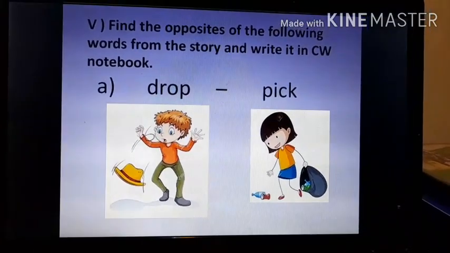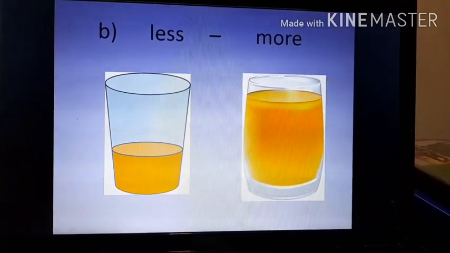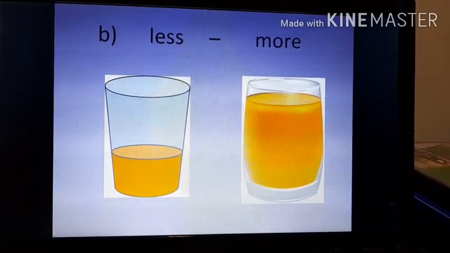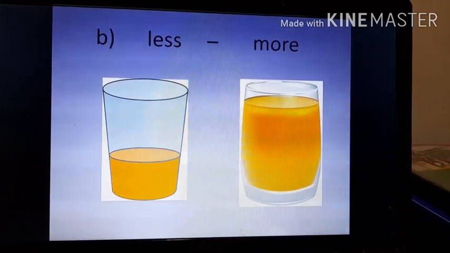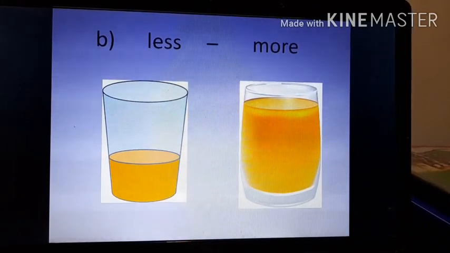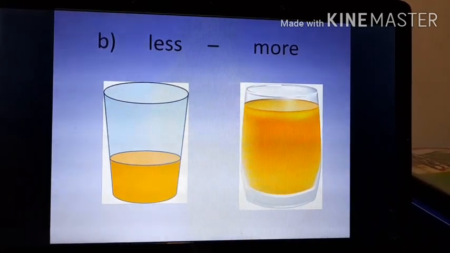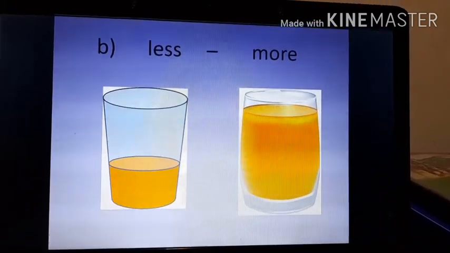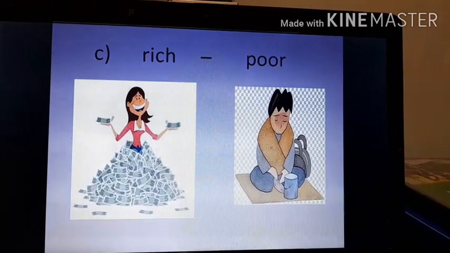Now the next word which we are going to see is less and more. You can see in the picture also, here in the left hand side glass, the level of juice is less, okay, and in the right hand side glass, the level of the juice is higher or more, you can say. So the opposite of less is more. Less means कम, more means ज़्यादा. Okay, the opposite of less is more. Now come to the next picture.